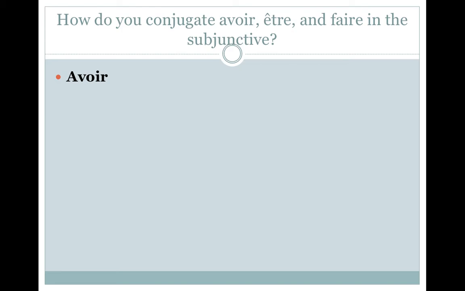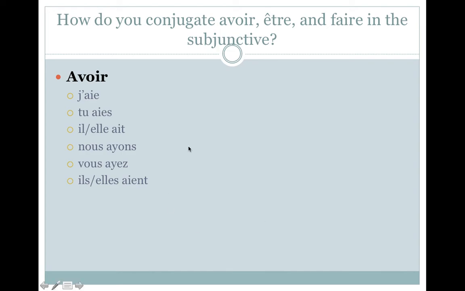Avoir, conjugated in the subjunctive, is j'aie, tu aies, il, elle ait, nous ayons, vous ayez, ils, elles aient. So even though this is irregular, we can still put our thinking caps on and come up with some of our patterns. We already see that our boot verbs have the AI beginning, but for nous and vous it changes to AY. As usual, nous ends in ONS, vous ends in EZ, ils, elles ends in ENT.